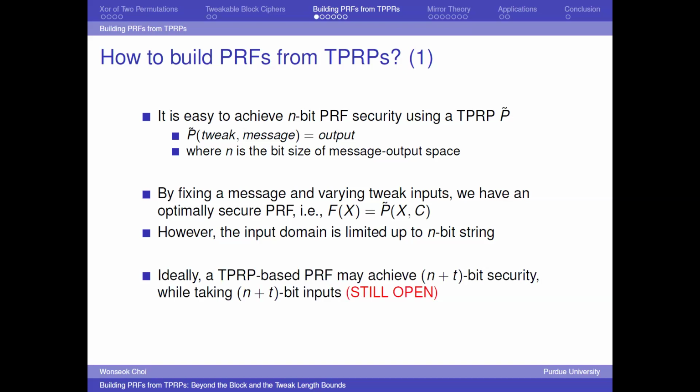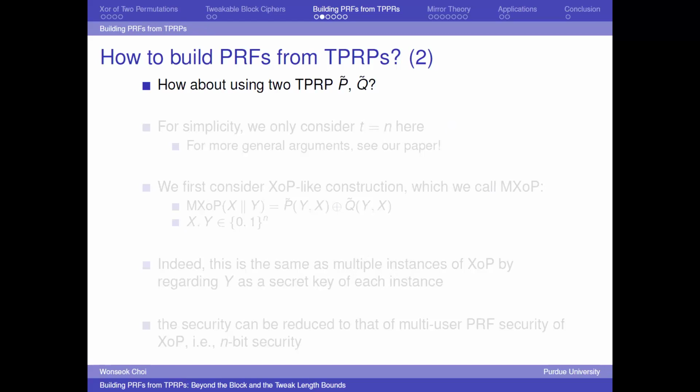But ideally, a TPRP-based PRF may achieve n plus t-bit security because the input domain is the tweak and message input. So the total input size is t plus n, and for each input, there is some randomness. So it is just a conjecture, but we can easily expect it may be possible to achieve optimal n plus t-bit secure PRFs using TPRP. But we don't know how. So how about using 2 TPRPs?